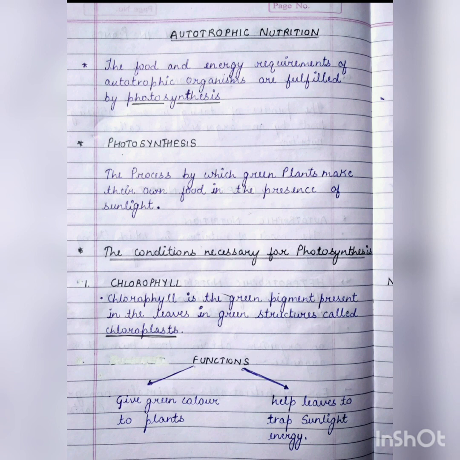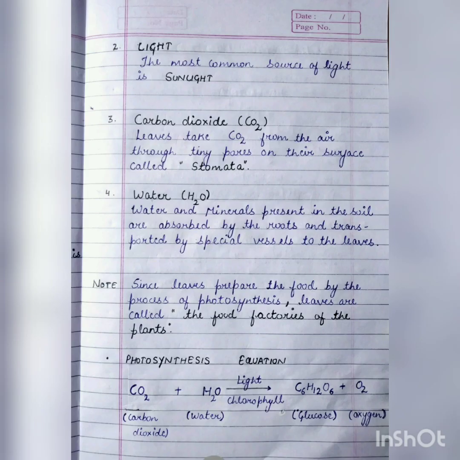Write down first about chlorophyll. What is chlorophyll? Where is it found in green plants? And what are the functions of chlorophyll? Write down properly as shown on the screen. Then write down how plants get carbon dioxide, water, and light for making their food.